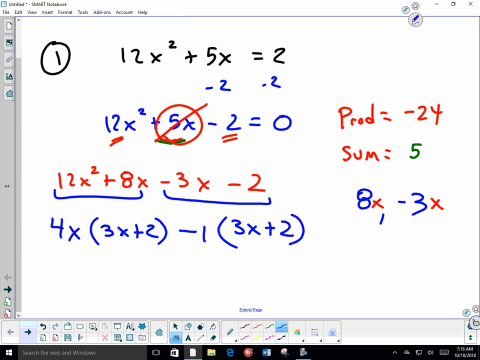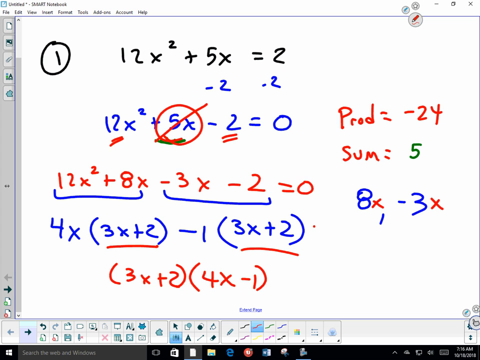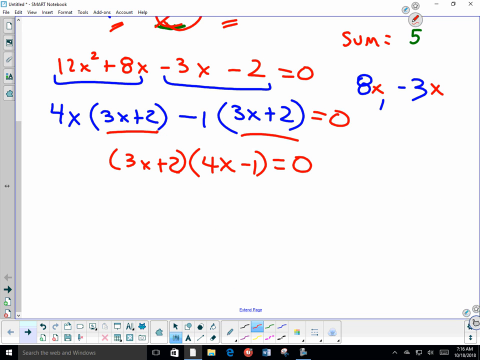Since I have the same thing in parentheses, I factor that out. And what's going to be left over is the 4x minus 1. Keep in mind that this was all equal to 0. So if I have two things being multiplied together to give me 0, one of them has to be 0. So I set each of these equal to 0.